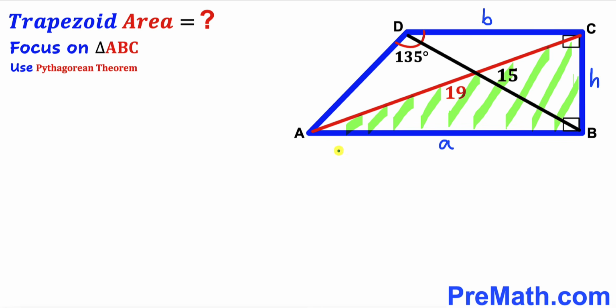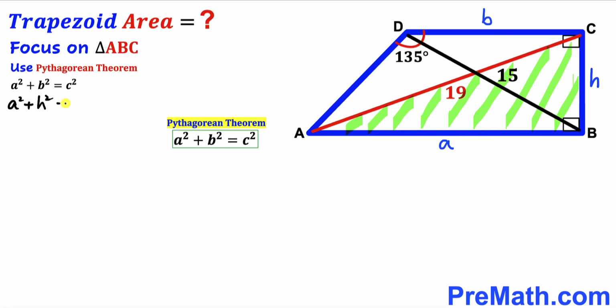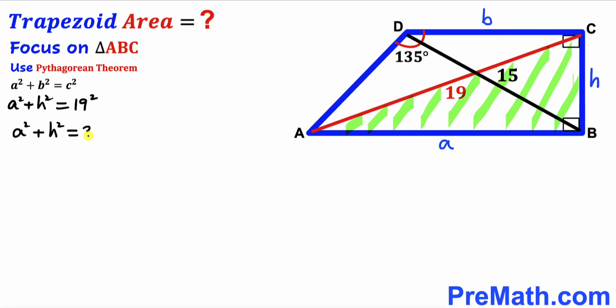We are going to apply the Pythagorean theorem on this triangle. Here's our Pythagorean theorem: a squared plus b squared equals c squared. In our case, our hypotenuse is 19, whereas our two other legs are a and h. Let's fill in the blanks in this formula. So we got a squared plus h squared equals 19 squared. Let's simplify. We get a squared plus h squared equals 361, and I'm going to label this as our equation number 1.